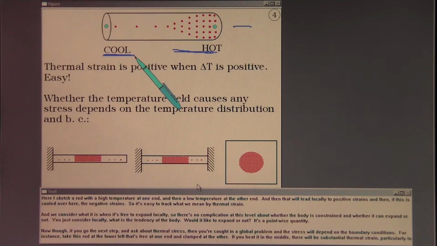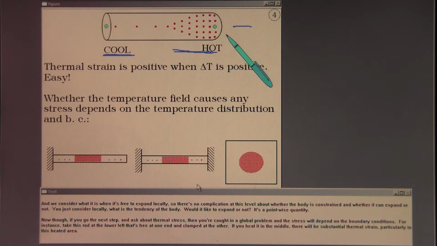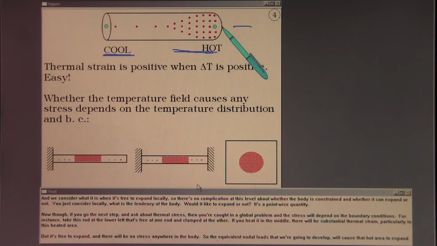So it's easy to track what we mean by thermal strain. And we consider what it is when it's free to expand locally. So there's no complication at this level about whether the body is constrained and whether it can expand or not. You just consider locally what is the tendency of the body. Would it like to expand or not? It's a point-wise quantity.